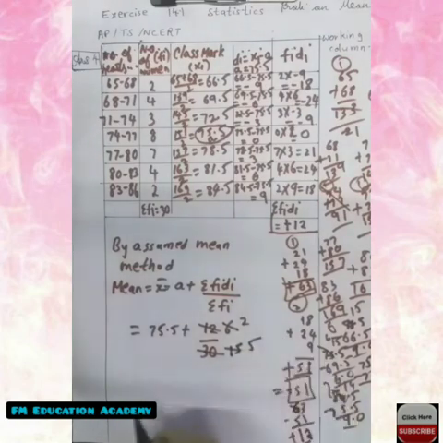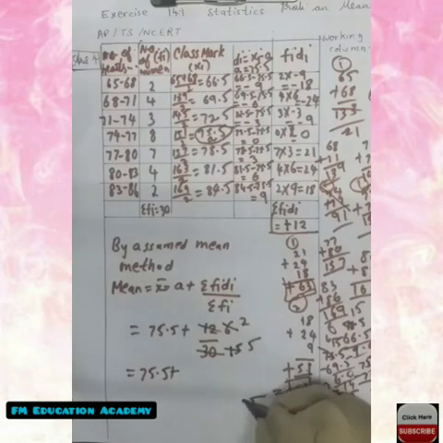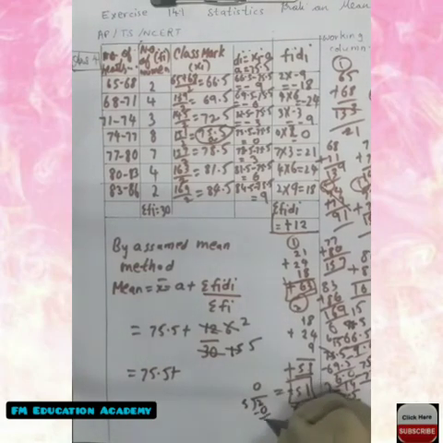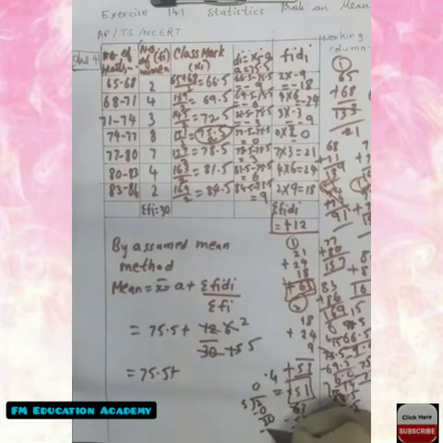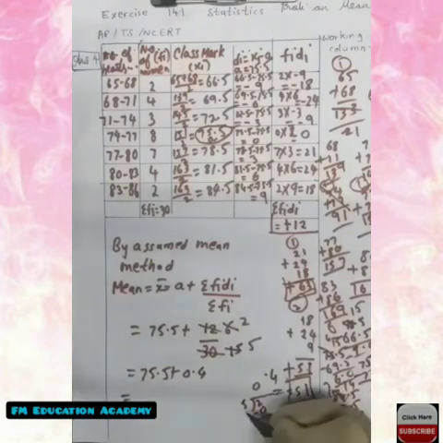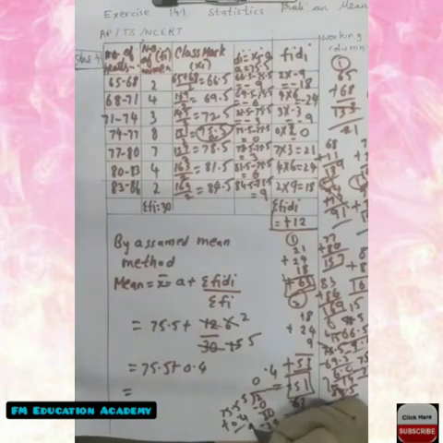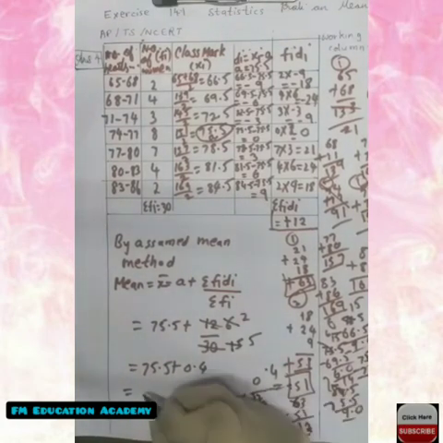are 15. 2 by 5 means 75.5 plus what is 2 by 5? 5 outside, 2 inside. 5 zeros are 0, 2. Put a point, bring down 0. 5 4s are 20. We got 0.4. Now add 75.5 plus 0.4. 5 plus 4 is 9, 5 plus 0 is 5, 75.9.